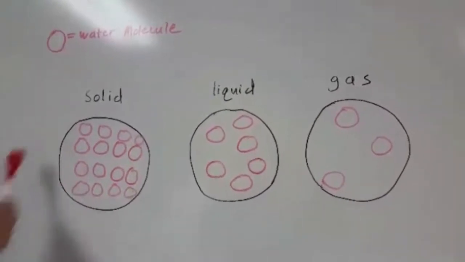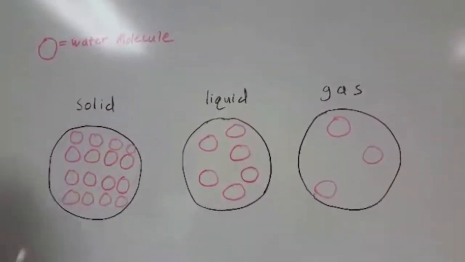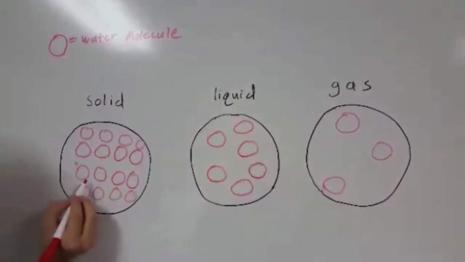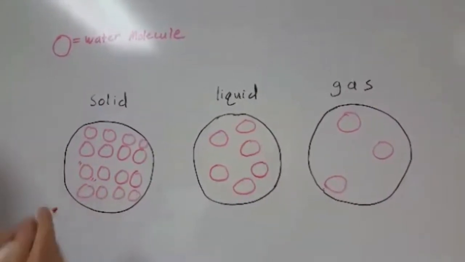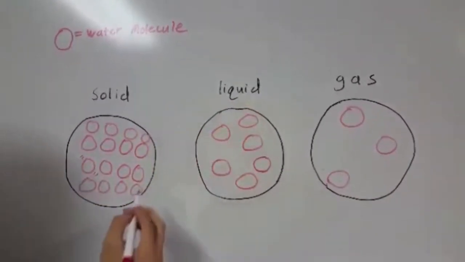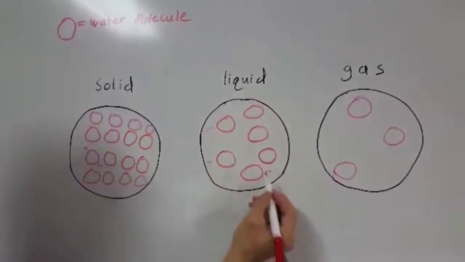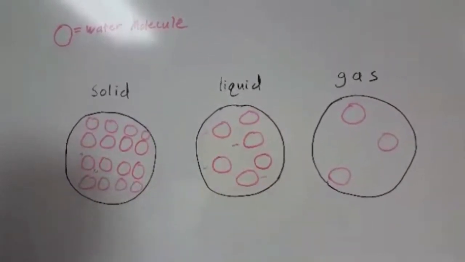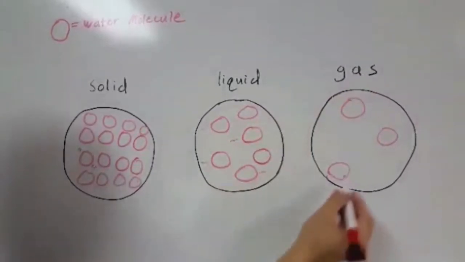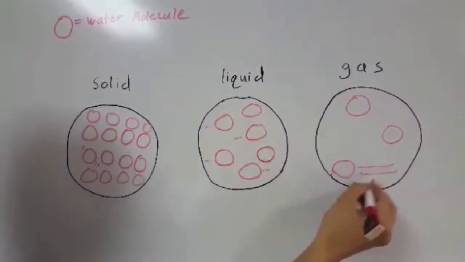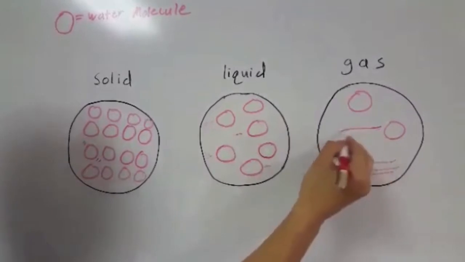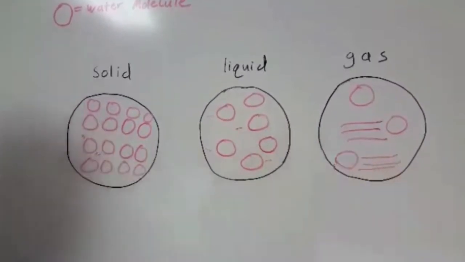These are water molecules. In a solid, water molecules are tightly packed and move very little, indicated by the dashes. In a liquid, water molecules are close to one another. They also vibrate, move, and slide past one another, indicated by the lines. In a gas, water molecules are not close together and move freely at high speeds, indicated by the long lines.